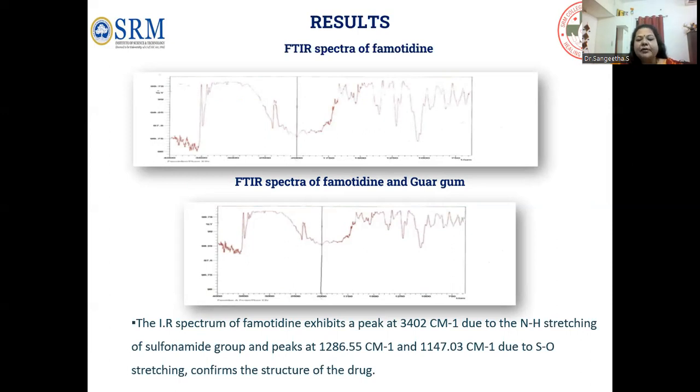The IR spectrum of famotidine exhibits a peak at 3402 cm⁻¹ due to the NH stretching of the sulfonamide group, and peaks at 1286.55 cm⁻¹ and 1147.03 cm⁻¹ due to SO stretching, which confirms the selected drug is famotidine. There was no mixing or appearance of new peaks, indicating there are no compatibility problems with the selected drug and the polymers.